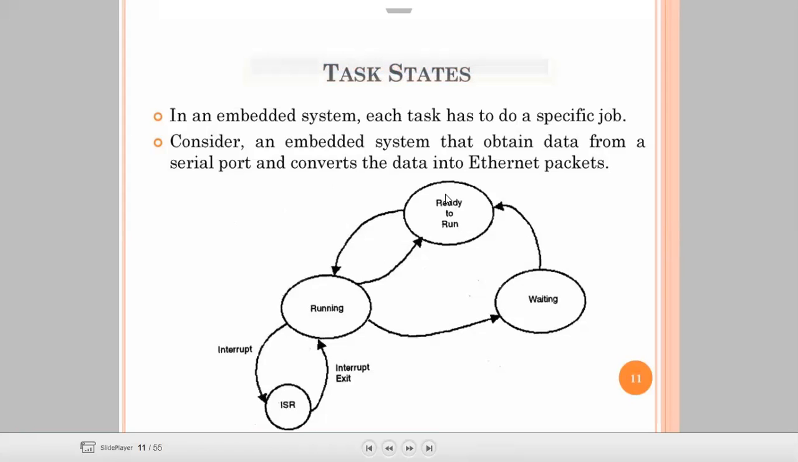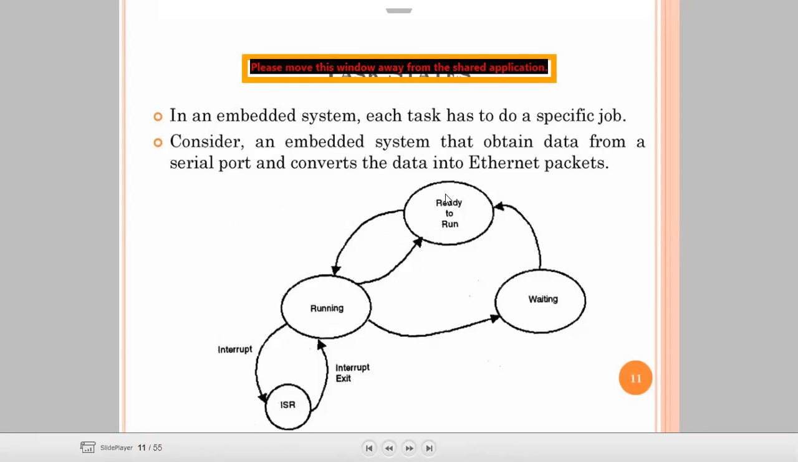Once the function starts, running has started. It always checks whether the port is connected or not, and it always checks that source. That's why it is ready to run. Suppose it is running, and suppose another high-priority interrupt comes in.